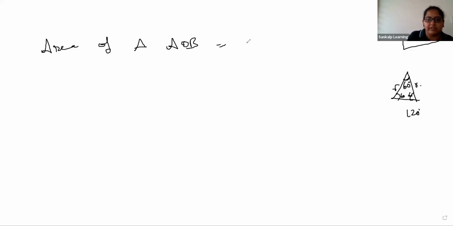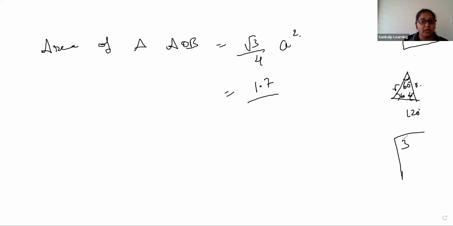So which formula can we use here? √3/4 a square. There is no need to do half into base into height. We can use √3/4 a square, children. Okay. So what is the value of √3? You should know the √3 value, or if you don't know, I have taught you how to find the square root of a number. So use that. Okay, so we get 1.7.